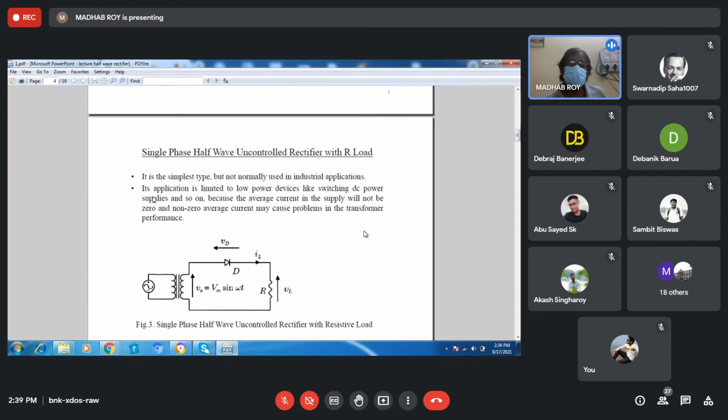One problem is that its application is limited to low power devices like switching, DC power supplies, and so on, because the average current in the supply will not be zero, and non-zero average current may cause problems in the transformer performance.